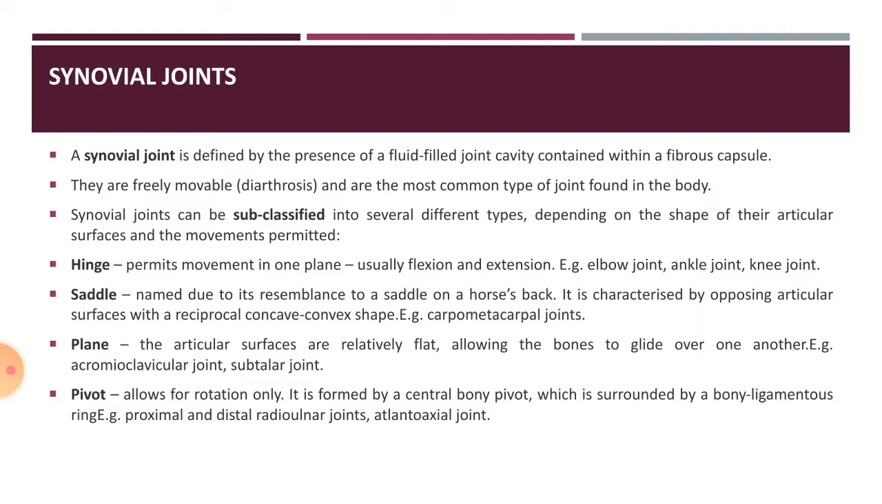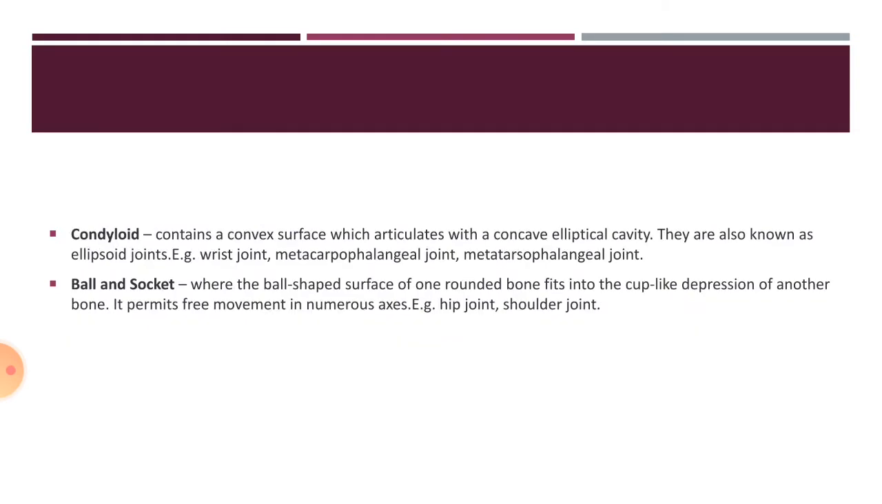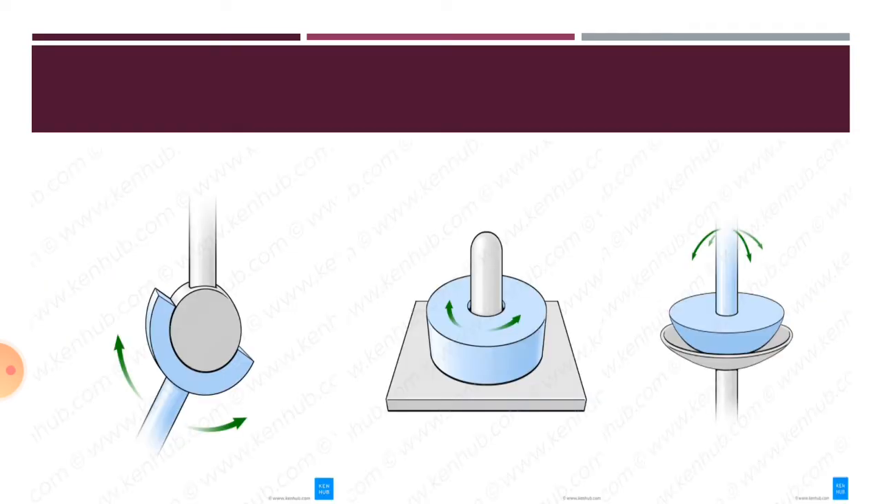Synovial joints can be subclassified into several different types depending on the shape of their articular surfaces and the movements they permit. So we classify them into hinge type of joint, saddle shaped joint, plane or gliding joint, pivot joint, condylar, and ball and socket. So before discussing these types in detail, let's look at the images.